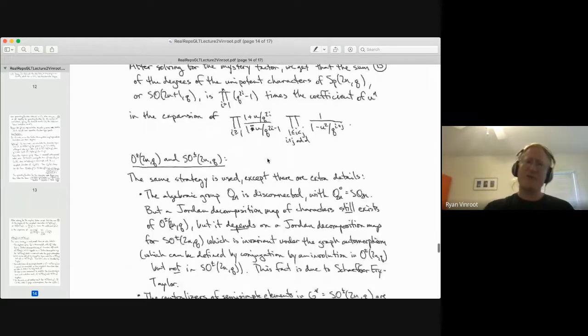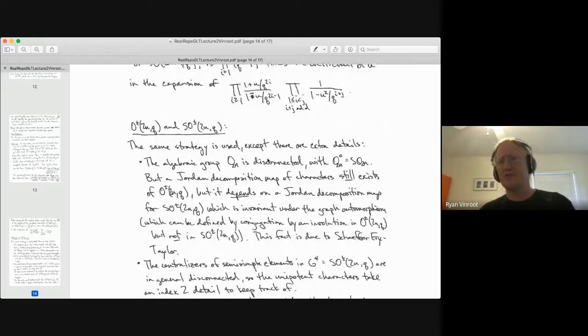Okay, so what about the orthogonal and special orthogonal groups? So there are more obstructions here. And here is a key part.